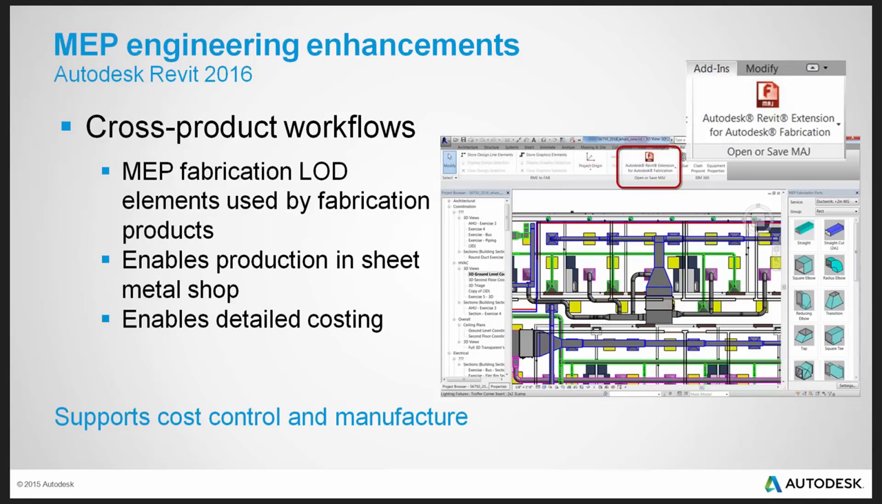So your MEP fabrication level of detail elements coordinated in Revit can be written out for consumption by MEP fabrication products, and you can send the project directly to production in the sheet metal shop via CamDuct, as well as perform your cost estimation in fabrication estimate. So this is meant to basically glue together Revit with the three fab MEP products like we talked about earlier.